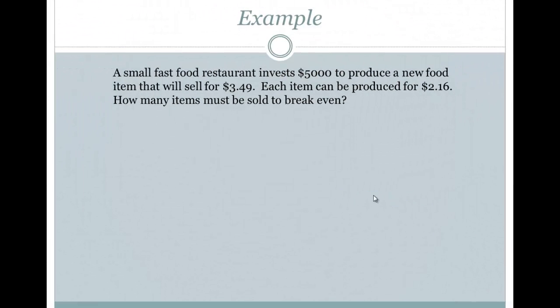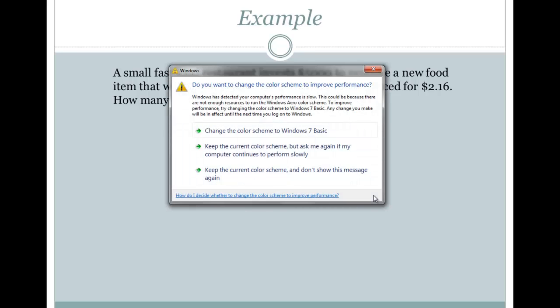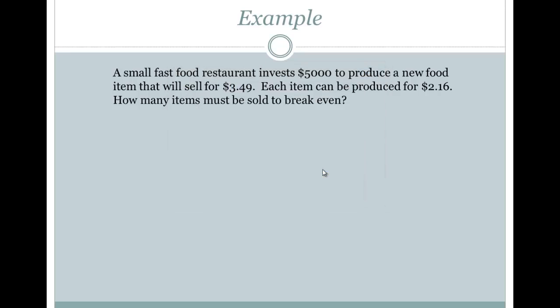A small fast food restaurant invests $5,000 to produce a new food item that will sell for $3.49. The cost to produce each item is $2.16. How many items must be sold in order to break even? Now, break even means that the amount of money I invest is equal to the amount of money I bring in. So essentially your profit is equal to zero. So your cost is equal to your revenue.